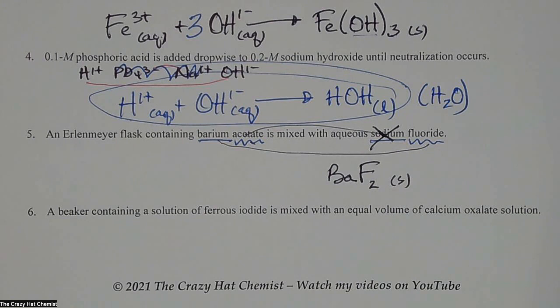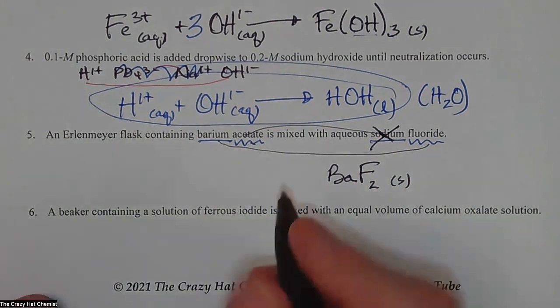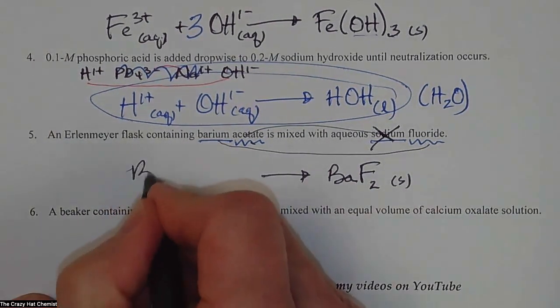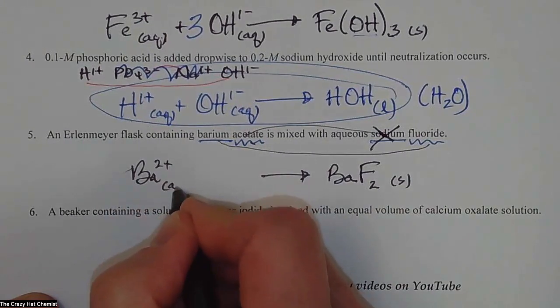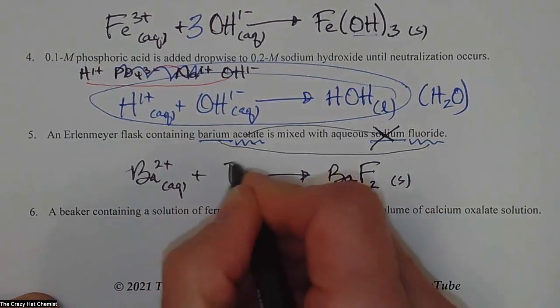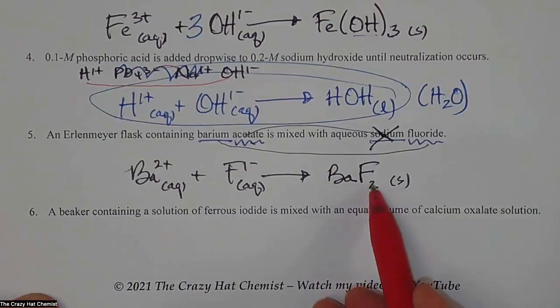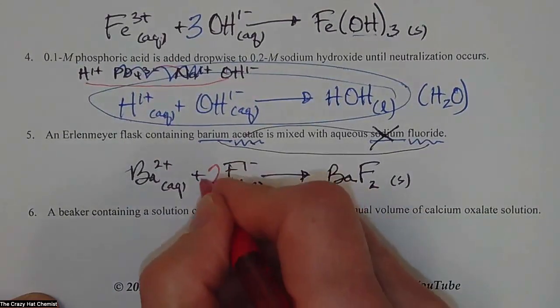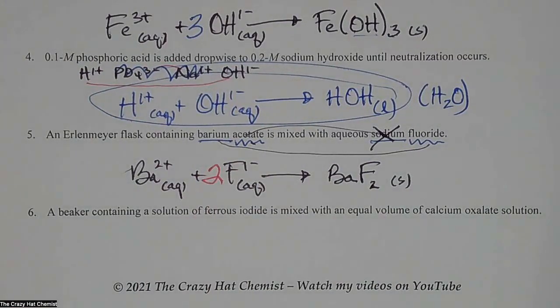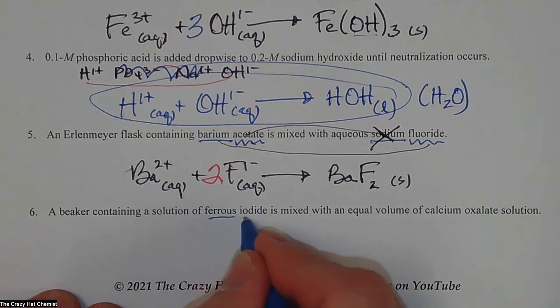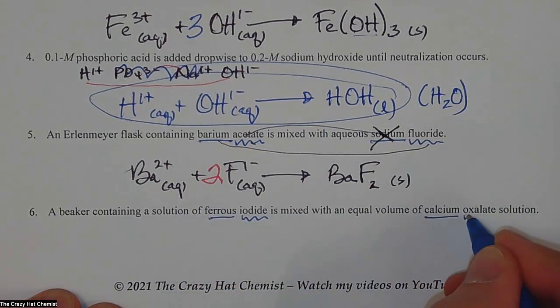By the way, fluorides are soluble except for magnesium, calcium, strontium, barium, and plumbous. Okay, so barium is a 2 plus, that's aqueous, and then fluoride, that's a 1 minus, and that's aqueous. And you do need to balance this. Notice there's two fluorines, there's one fluorine. I'm going to put a 2 right there. Booyah! Okay. All right, number 6, next one, we got ferrous iodide and calcium oxalate.